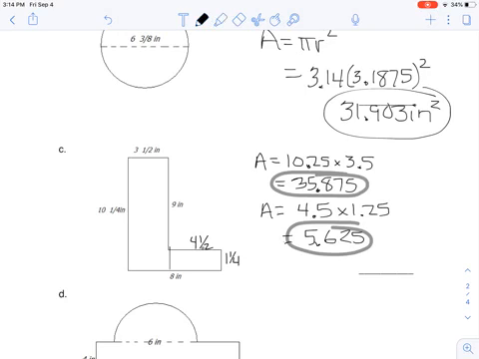Now, if you worked it out the other way, your process is going to be different, but your final answer should be the same.